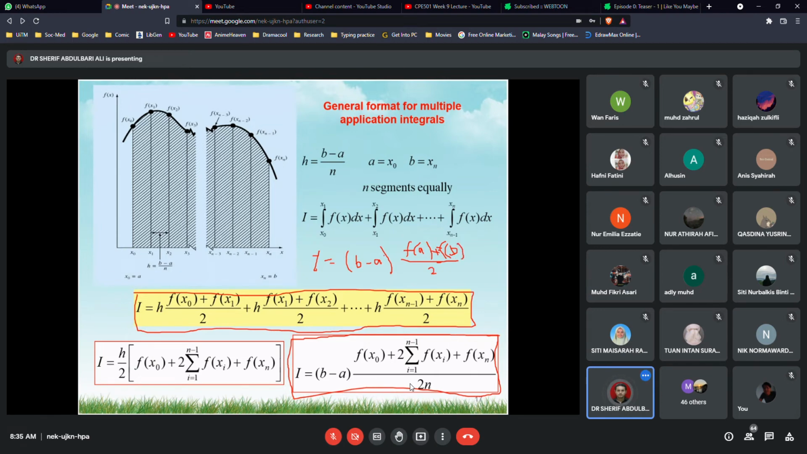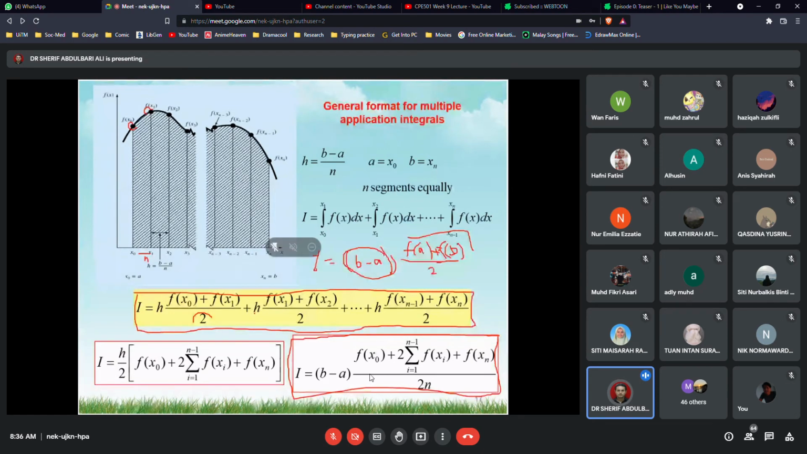So it's the same here. h is this area here, and the function of 0 plus the function of a is exactly this part over 2. Then you go for the second segment. So let's talk about these segments in here. From a to b, this is h. From here to here, this is h. And this is the function of x0 plus the function of x1 over 2.